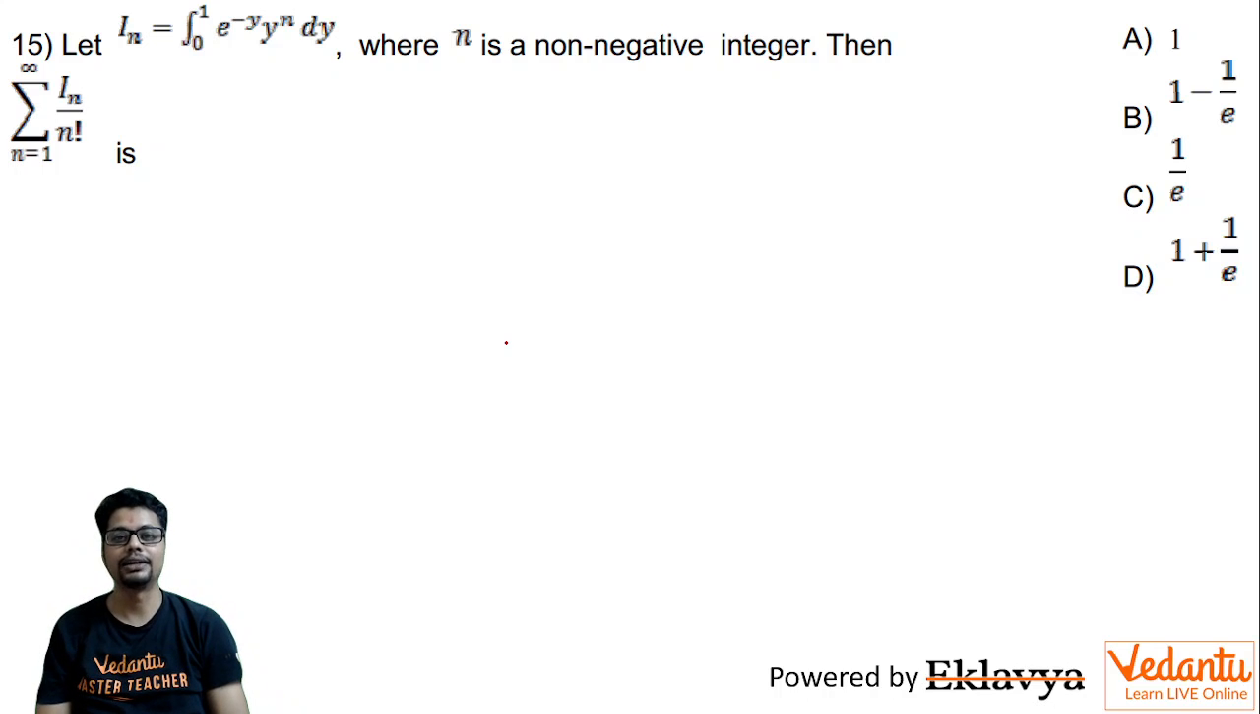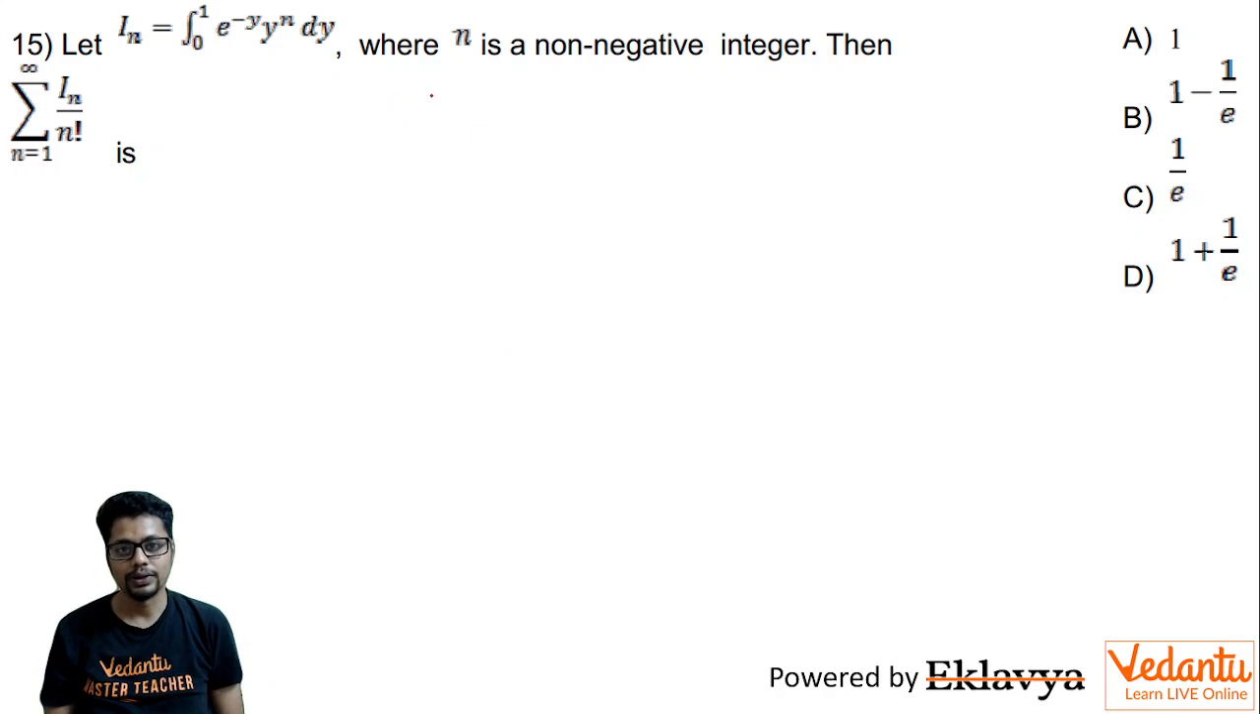We are discussing KVPY 2017 SX, and the question for this video is this. Let I_n equal the integral from 0 to 1 of e to the power minus y to the power n dy, where n is a non-negative integer. Then the sum from n equals 1 to infinity of I_n by n factorial is. Four options, single correct type question.